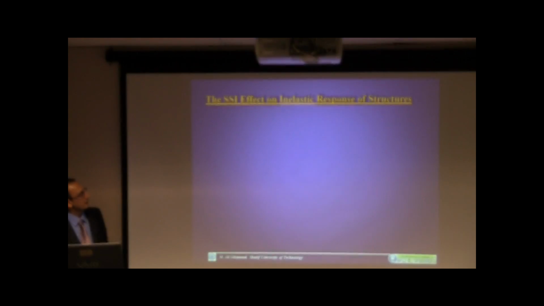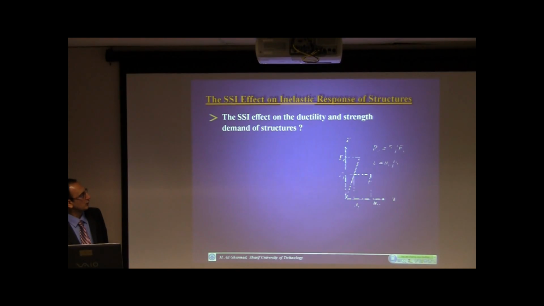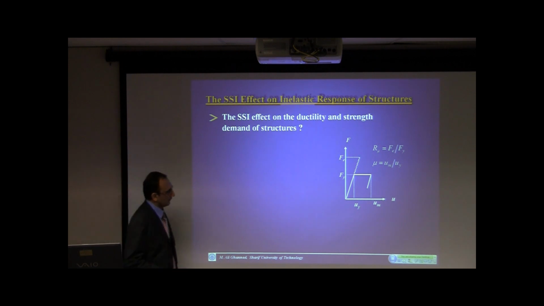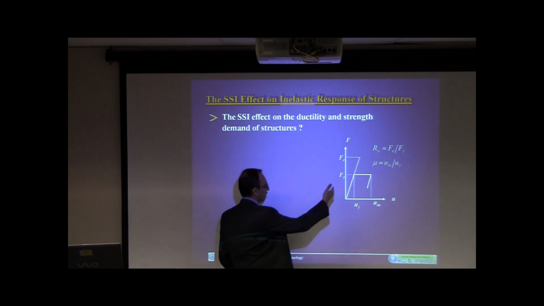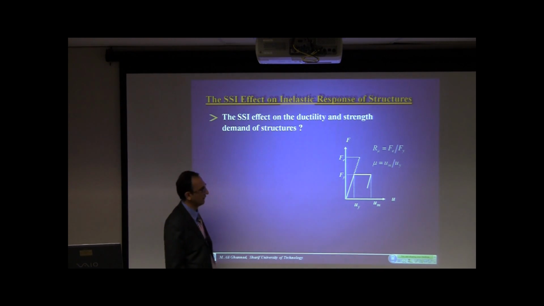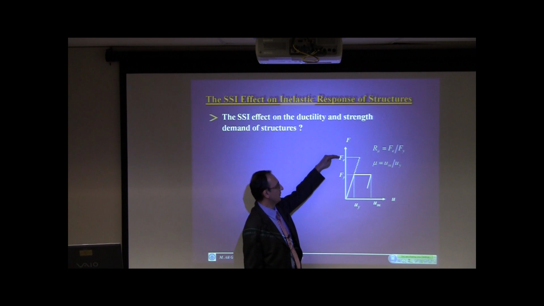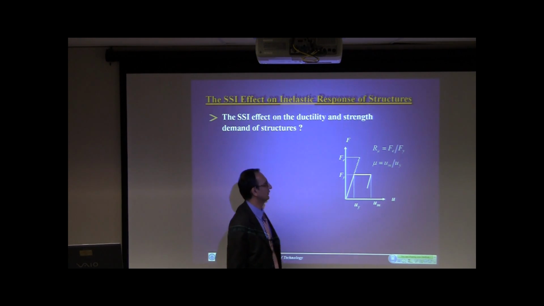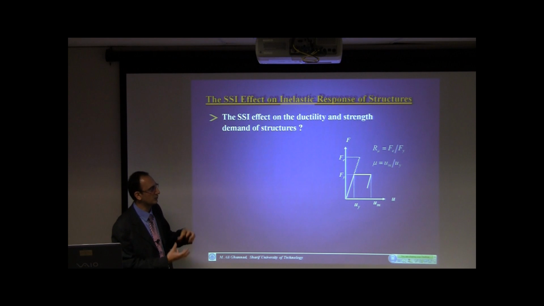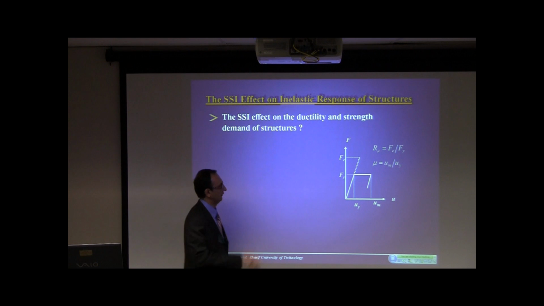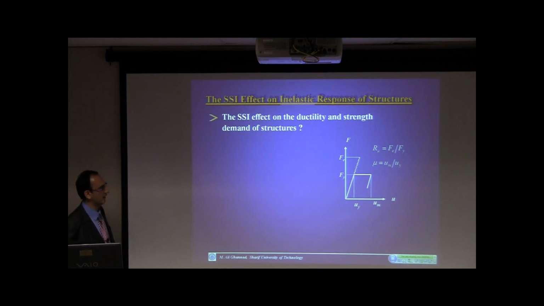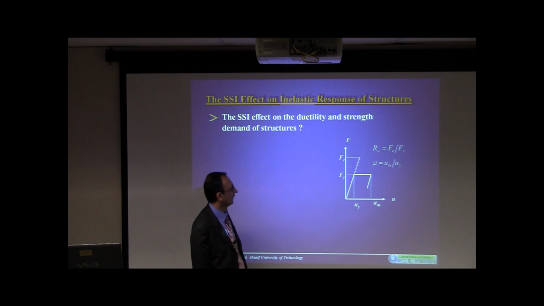Okay, so what's the effect on inelastic response of structures? And more specifically, this SI effect on the ductility and strength demand of structures. Consider this graph as the force and displacement, and of course the slope here is the stiffness of the structure. This is the elastic strength demand. It means the force in the structure, in the columns, in the spring, if it had a very high strength and never entered the nonlinear range.